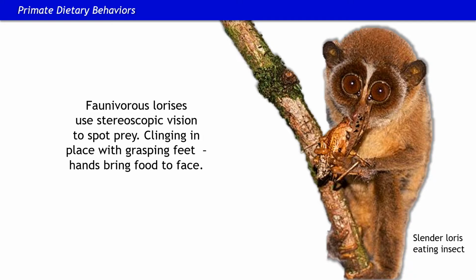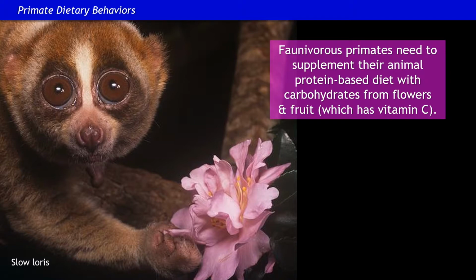Faunivorous lorises use stereoscopic vision to spot their prey. Clinging in place with grasping feet, hands bring food to the face. And here we see a slender loris eating an insect. Faunivorous primates need to supplement their animal protein-based diet with carbohydrates from flowers and fruit, which also has vitamin C.